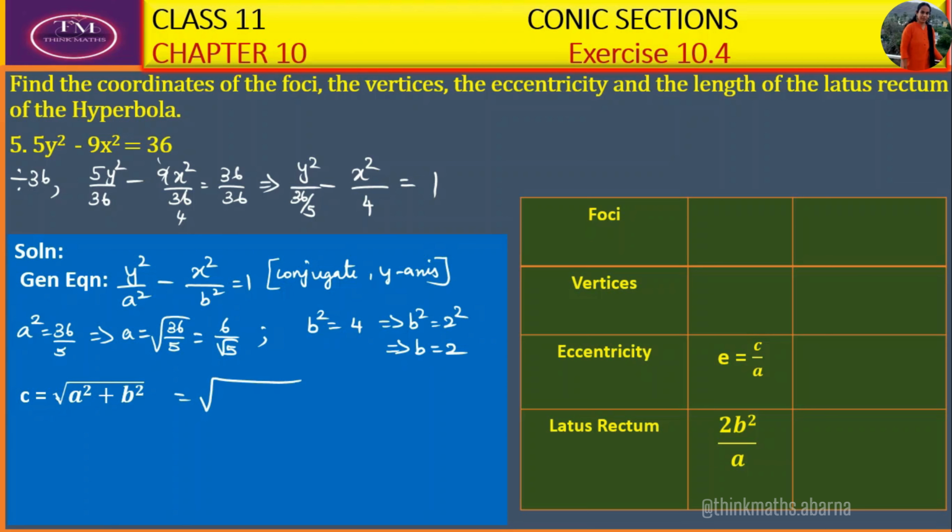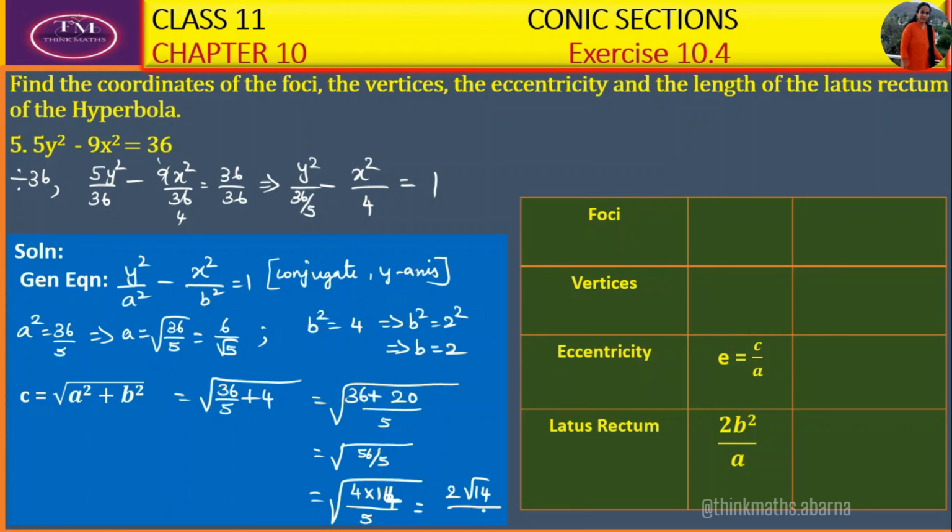c is nothing but square root of a square plus b square. So a square is 36 by 5 and b square is 4. So taking LCM, we have LCM is 5. So it is 36 plus 4 into 5, 20. So we have square root of 56 by 5. 56 can be written as 4 into 14. Okay, 4 into 14 divided by 5. 4 is a perfect square, so you can write 2 root 14 divided by root 5. This is the value of c.